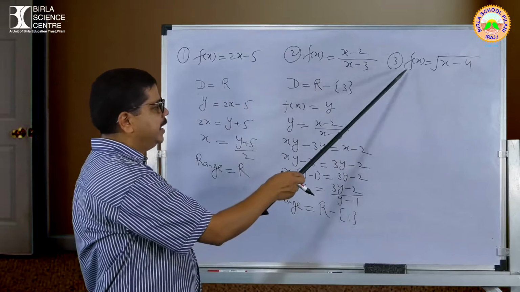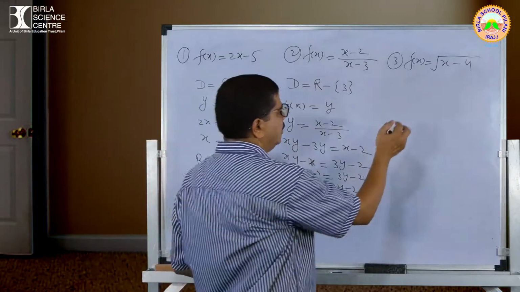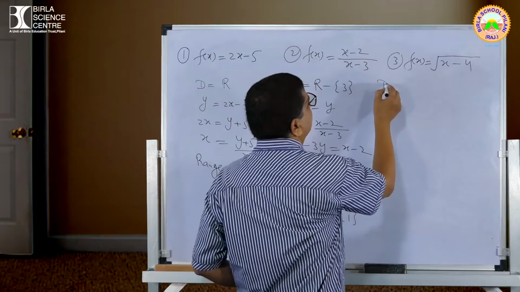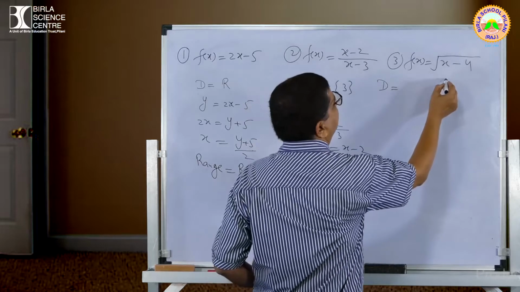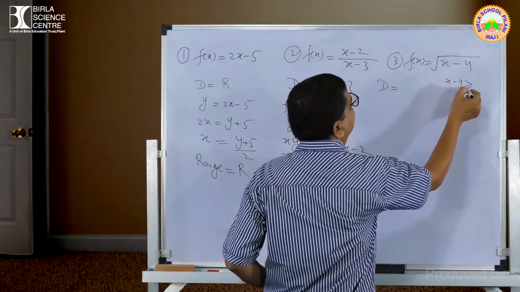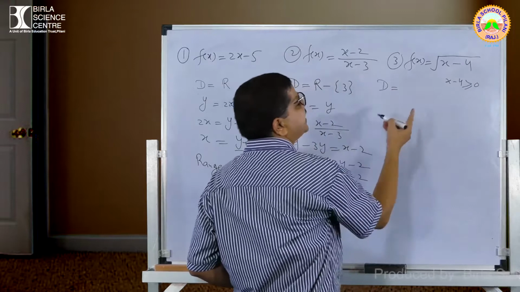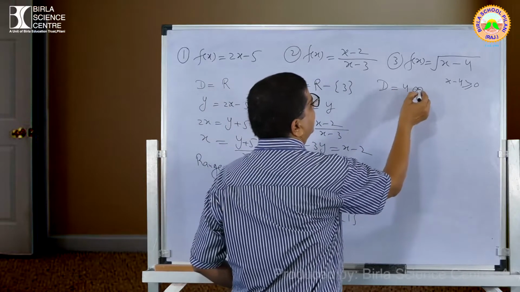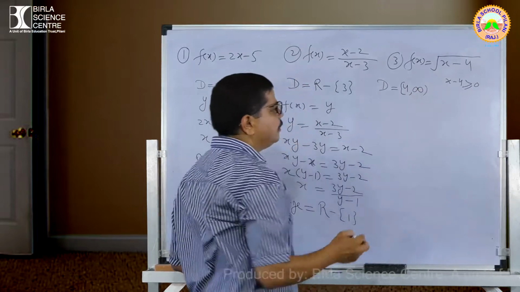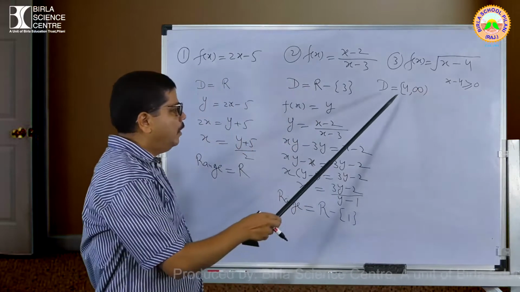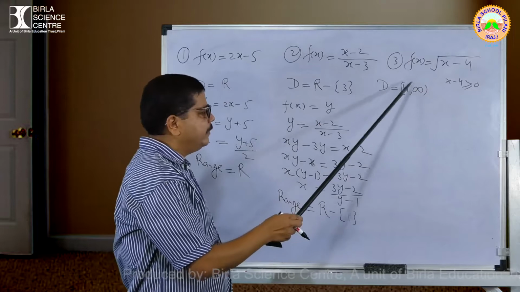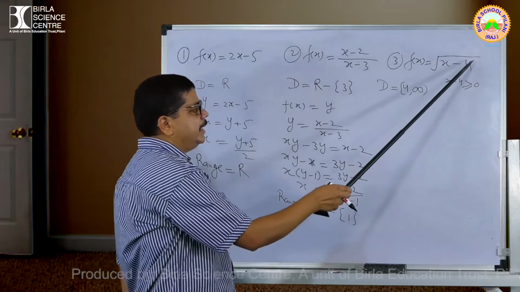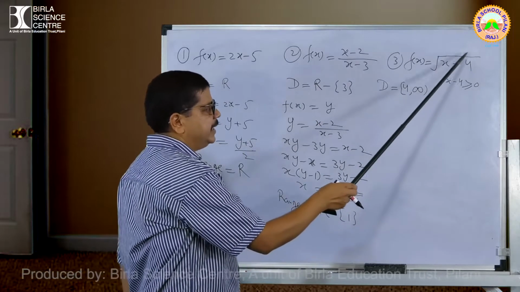Now coming to this third one, f(x) equal to under root of x minus 4. We find that domain will be x minus 4 greater than equal to 0, means x greater than equal to 4. So domain will be all values from 4 to infinity. For all values from 4 to infinity, it will give you a positive value of x minus 4, and that is well defined.